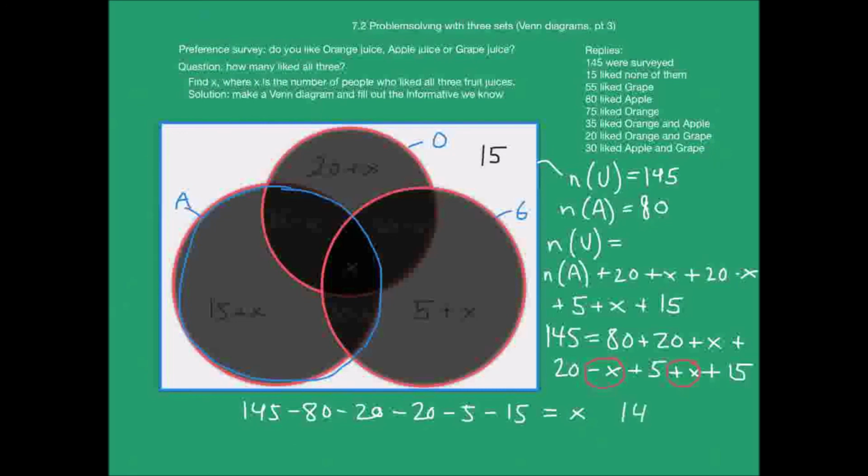And 145 minus 140 equals x, which means that x equals 5. And if we want, we can just fill in the actual numbers for each of the petals. I mean, if we're asked questions about finding probabilities, then we need every number in every area of this Venn diagram. Okay?